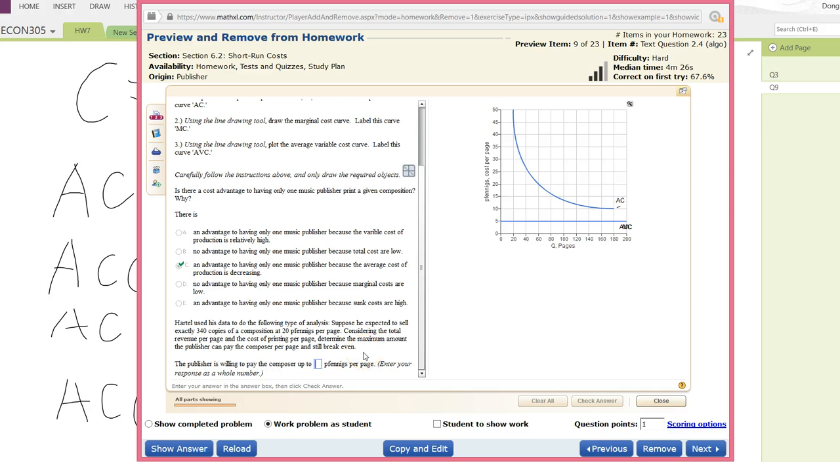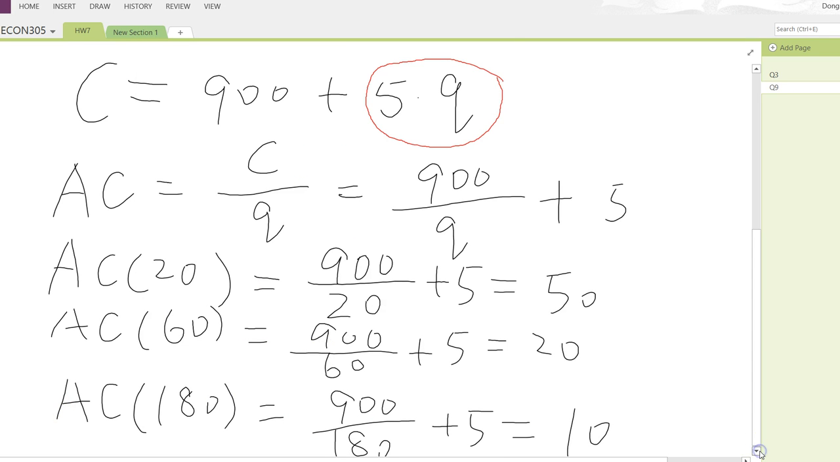So to determine the maximum amount the publisher can pay the composer, we need to know first what the revenue of the publisher is and what the total cost of production is, which includes the fixed cost and the variable cost. The difference is the profit of the publisher, and the payment to the composer comes from that profit. Hence, the maximum amount of the payment is simply that profit. So from that analysis, we can just calculate.